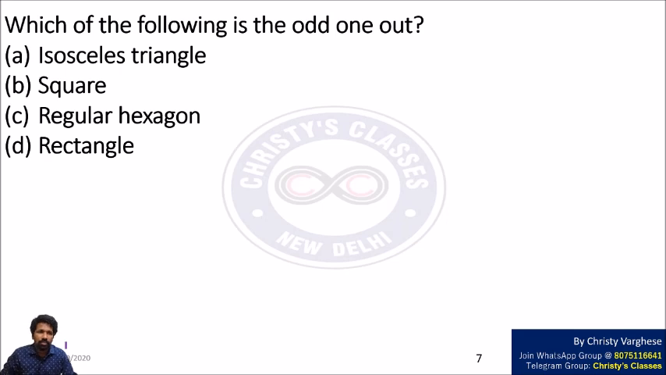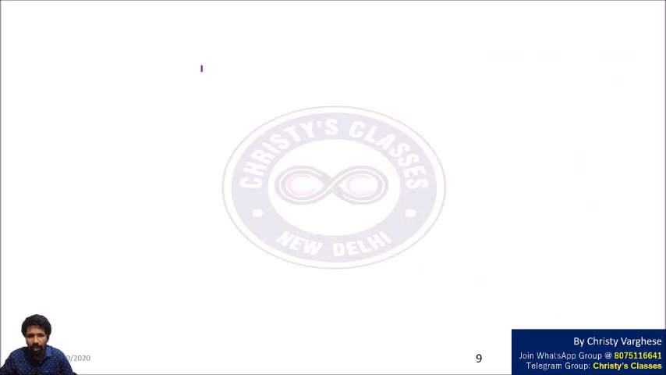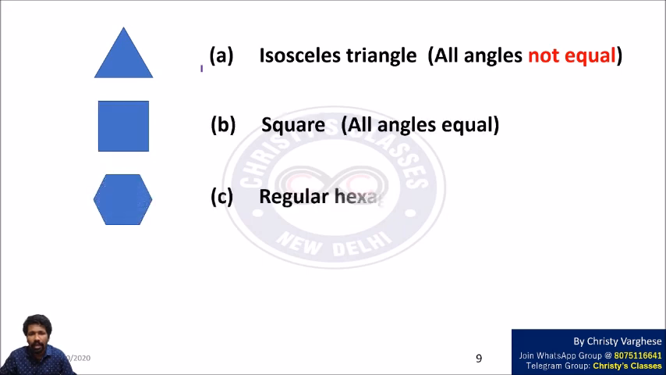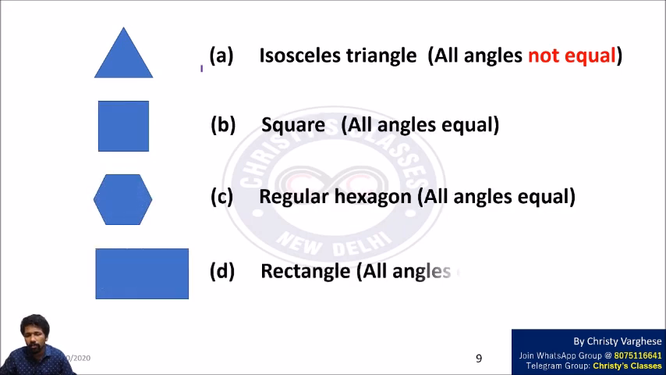So, isosceles triangle, square, regular hexagon, rectangle. I told you regular means all the sides and all the angles are equal. In a square, all the angles are equal. In a rectangle, all the angles are equal. In an isosceles triangle, all the angles are not equal. That means with respect to angles, you can easily say that the isosceles triangle is the odd one out.